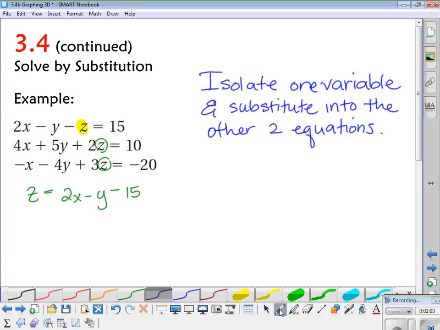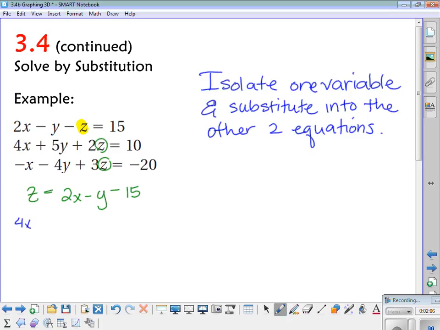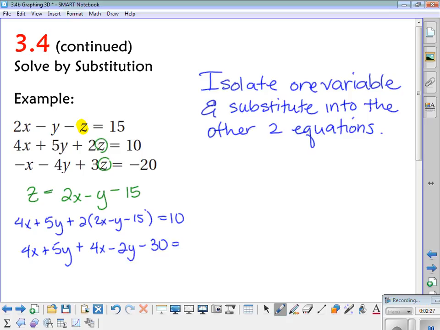All right, so for the second equation, I had 4x plus 5y plus 2z. So now I'm going to do 2 times the 2x minus y minus 15, and that equals 10. So 4x plus 5y, distribute my 2, and I get 4x minus 2y minus 30 equals 10. If I combine my like terms, 4x and 4x gives me 8x. 5y minus 2y gives me a positive 3y. And then if I add the 30 to the other side, I get that it equals 40. So 8x plus 3y equals 40. Now I'm down to just x and y.